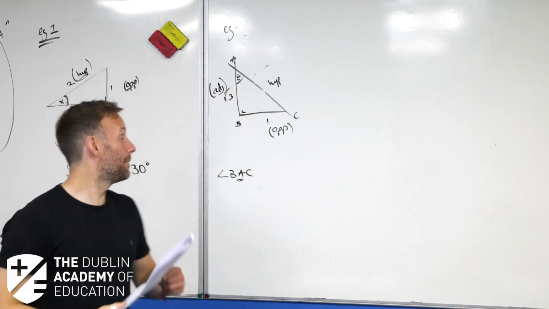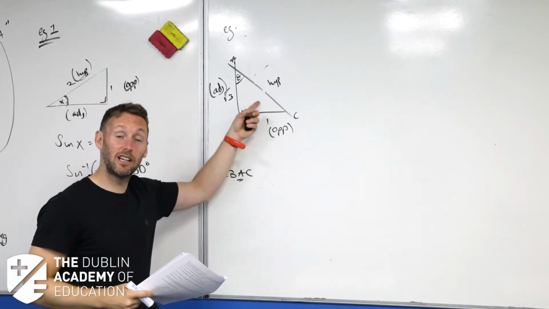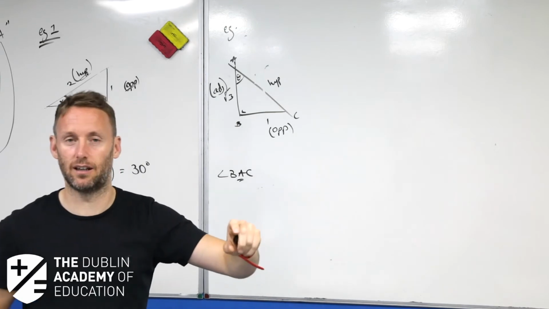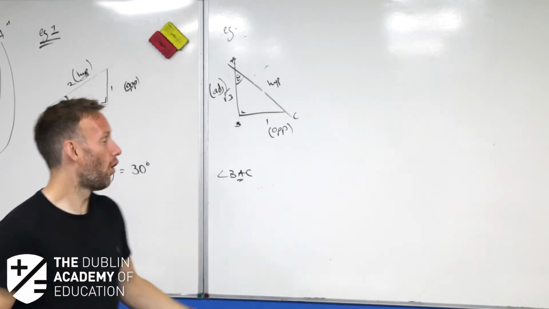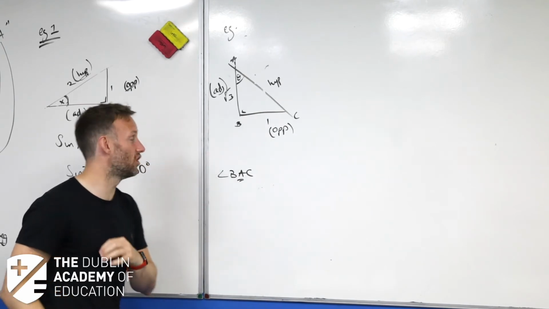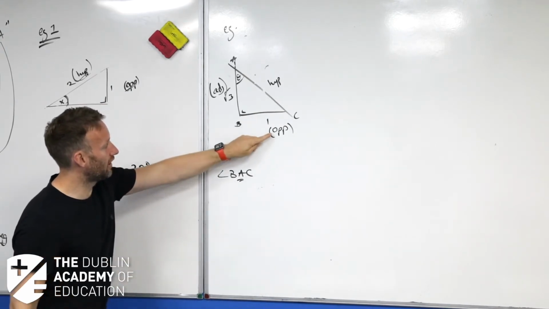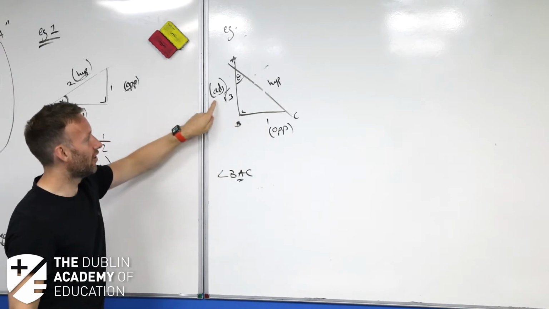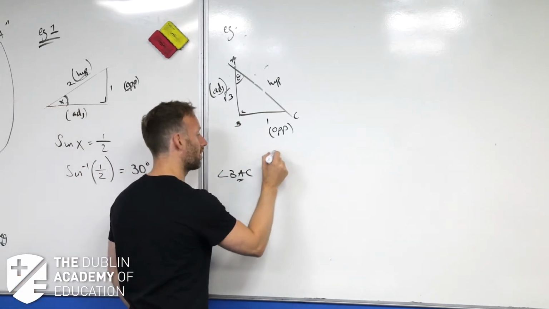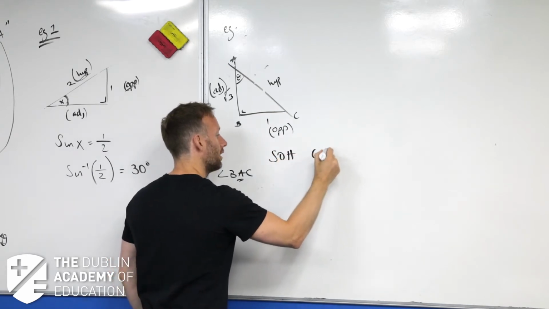Now remember, depending on the 2 sides that you're dealing with here in your right angle triangle will determine whether you use sin, cos, or tan. So I'm asking you, what 2 sides are we dealing with here? What 2 sides do we have information on? Well, we've got information on the opposite and on the adjacent. So we've got opposite and adjacent. What I'll do is I'll just write SOH CAH TOA.